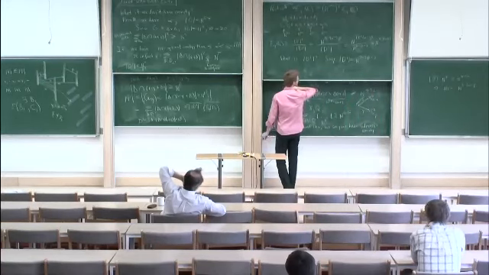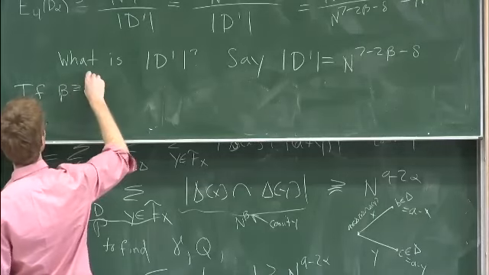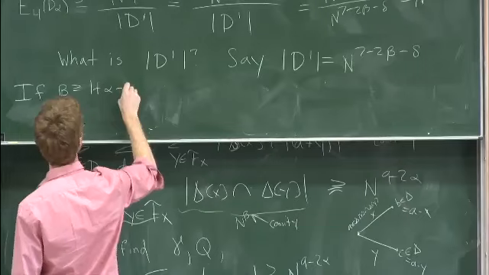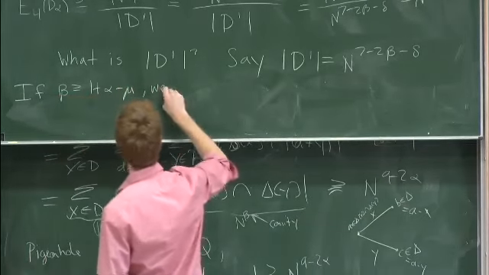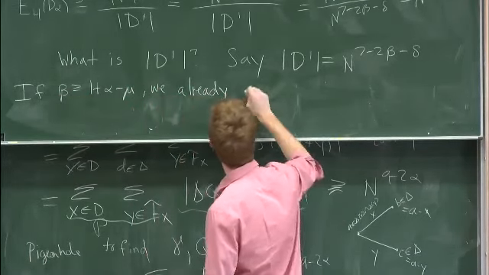Now, let's ask this question. If beta were bigger than 1 plus alpha minus a small error, we already had our contradiction. So what if not?